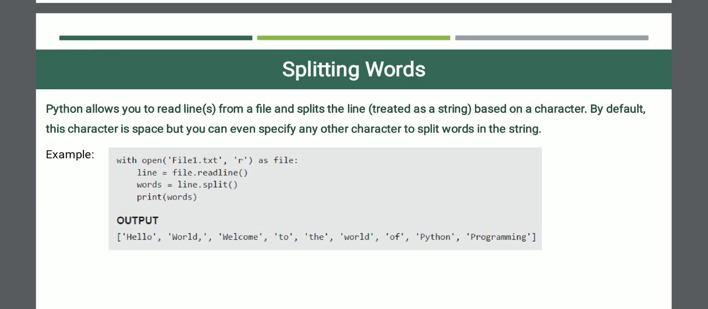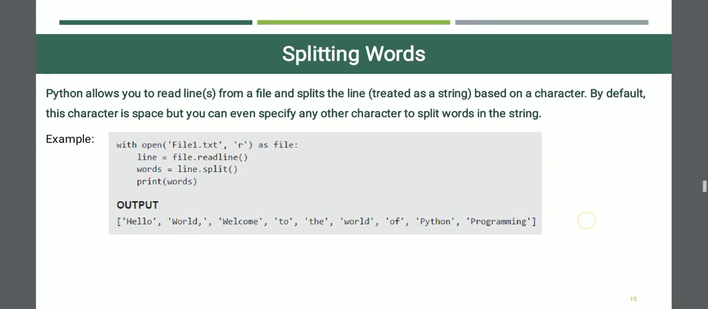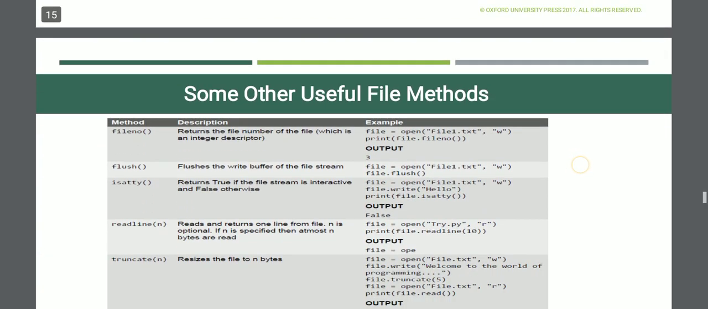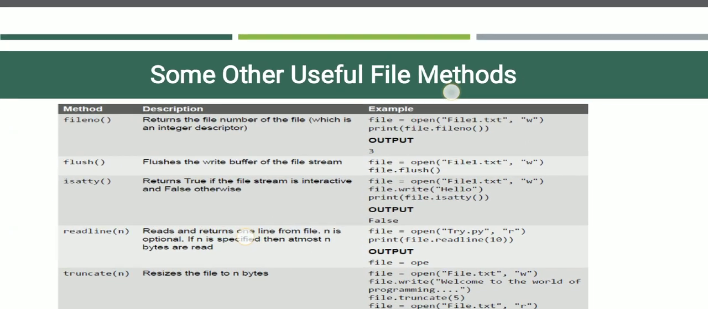What is important? First of all, open the file, read the contents of the file into another variable, apply the split function on that variable, store the contents of that split line variable in another variable, and finally print that variable. So this is a very simple and important function. Which other useful file methods are present? We will see them one by one.